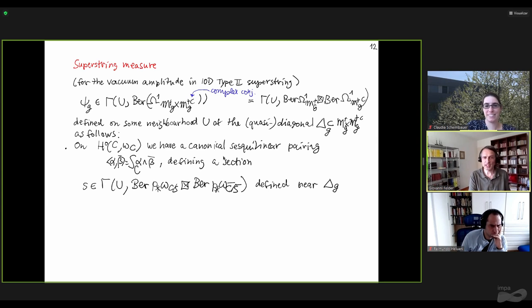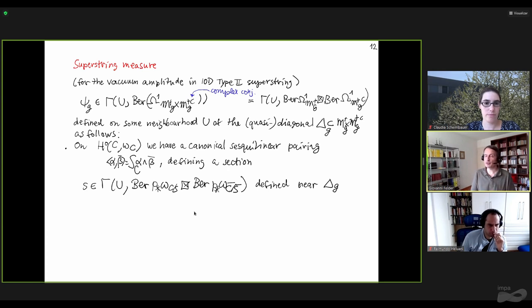So we have this non-degenerate pairing on these one forms. So we have a canonical section on the product of the corresponding Berezinian bundles. This Hermitian form gives you a canonical section of this thing. I will give a more explicit formula. And now if we take the fifth power of this section, we will get a power of Berezinian to the fifth times Berezinian to the fifth.